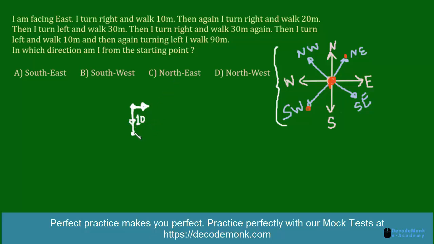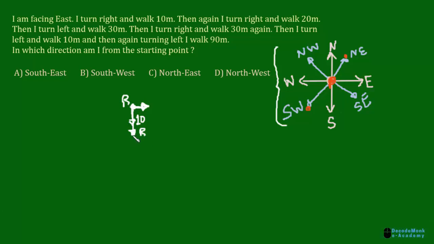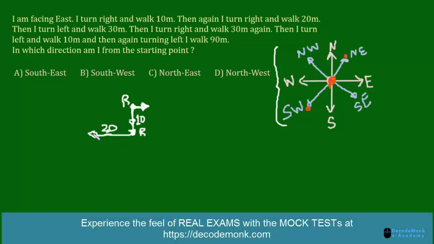Then again I turn right. So if I face this direction and then I turn right. So here you have turned. Let me write it down. I turn right over here. Then at this point I again turn right. So I will write R for the right direction. If I am facing down towards south, then if I turn right, I will be walking in this particular direction and I walk 20 meter. So now I am facing this direction.